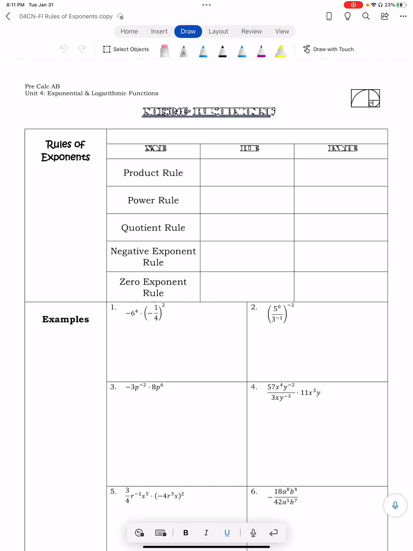Okay, these came out really funky. Just here's our rules of exponents. Some of this you don't need, but I'm just going to go through it anyway.